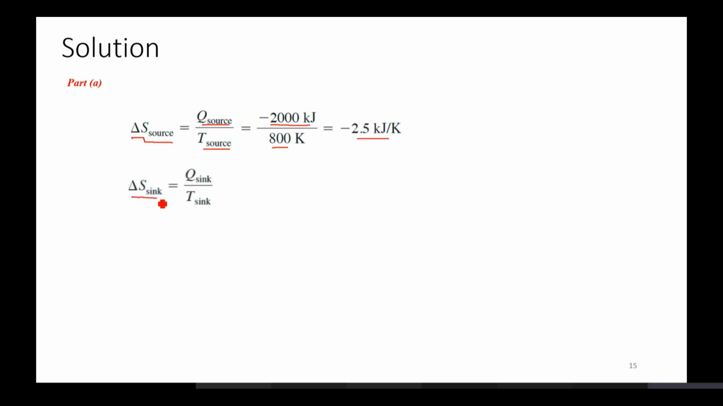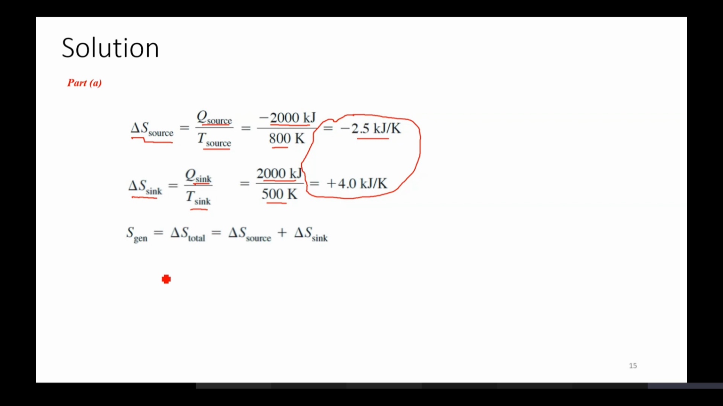The change in entropy of your sink is essentially the heat added to the sink divided by the temperature of the sink. So this would be 2000 kilojoules divided by 500 Kelvin. Together, these two make up the entropy generation. Entropy generation is essentially the change in total entropy, that is the entropy change of the source plus the entropy change of the sink. And this would give you the entropy generation value to be 1.5.